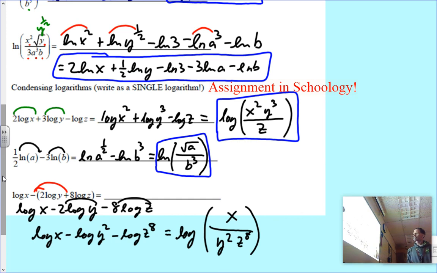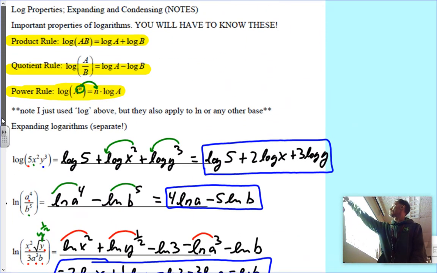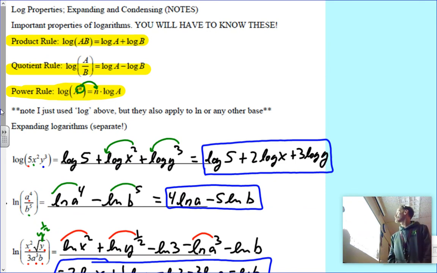And that is expanding and condensing using the log rules. You do need to know the log rules. If you need to write them down and get them in your head, once you do some practice with them, they become second nature to you. So I'm going to leave that there at the end of the video.